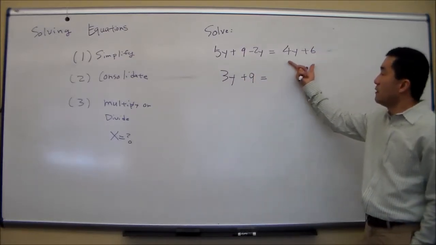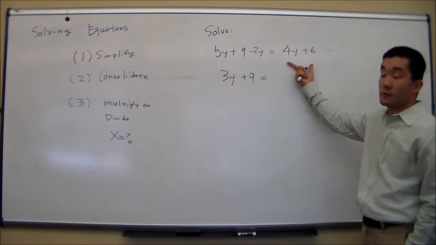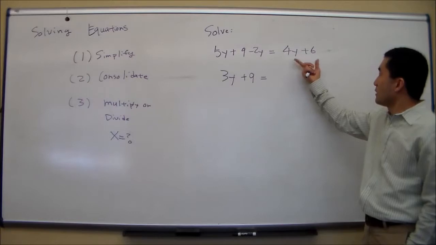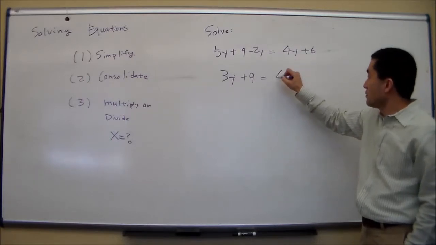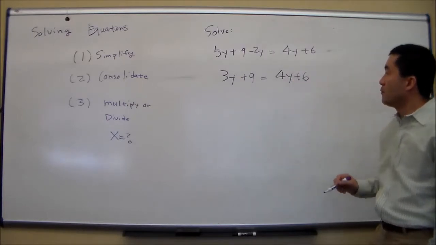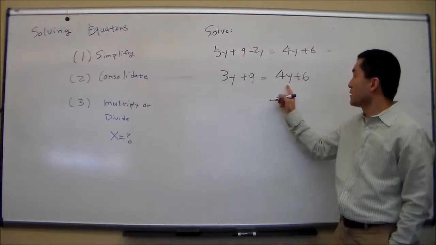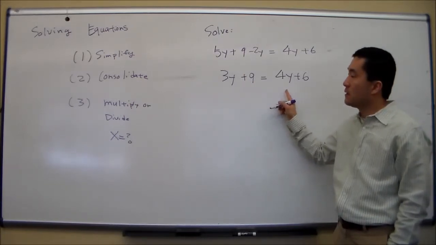On this side, if you look at it, it's as simple as possible, 4y plus 6. These two cannot be combined, so there's nothing more you can do. So leave it as is, 4y plus 6. So I simplified both sides as much as possible. The step 1 is done.